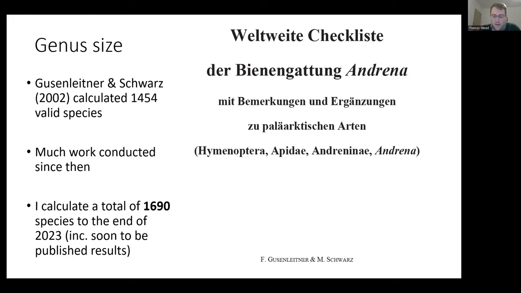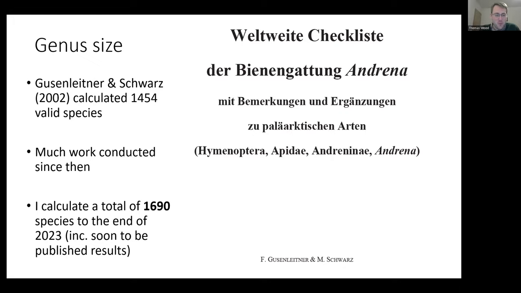Based on this work and ongoing taxonomic revisions, I calculate that by the end of this year there will be nearly 1,700 species. The species totals I'm going to present in this talk include the changes that I'm going to publish this year. So they don't quite match the existing totals in the literature, but I thought it would be good to give you the most up-to-date or slightly future results.